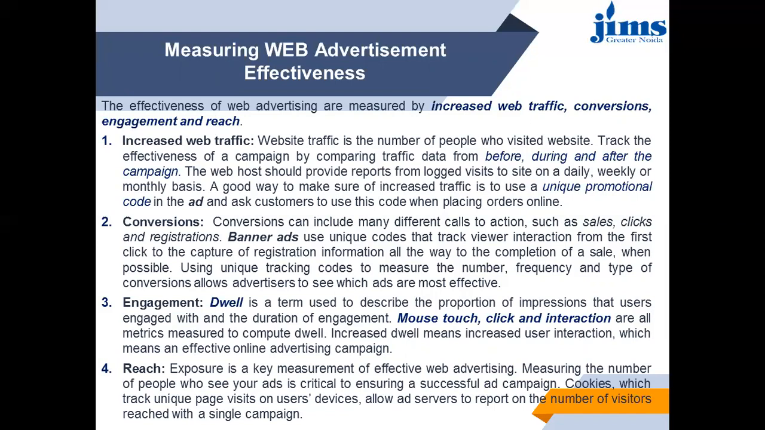Conversions. Conversions can include many different calls to action, such as sales, clicks, and registrations. Banner ads use unique codes that track viewer interaction from the first click to the capture of registration information all the way to the completion of a sale when possible. Using unique tracking codes to measure the number, frequency, and type of conversions allows advertisers to see which ads are most effective.